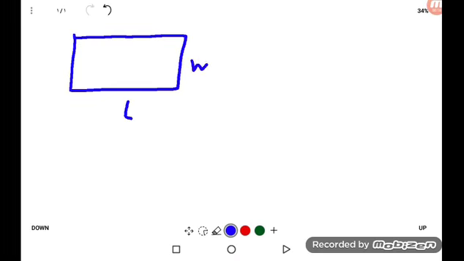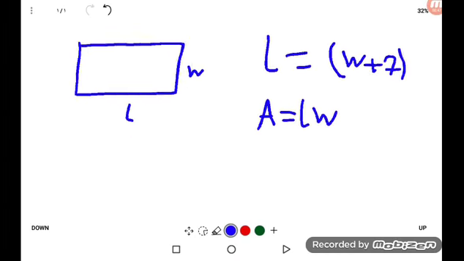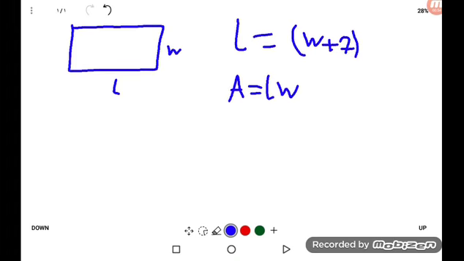So the question is, the length of a rectangle is 7 more than width, so the length is equal 7 more than width. And if the area of rectangle is 120, what is the perimeter? So we have the area is length times width. We want to find the perimeter. So first we need to find the length, then we find the perimeter.